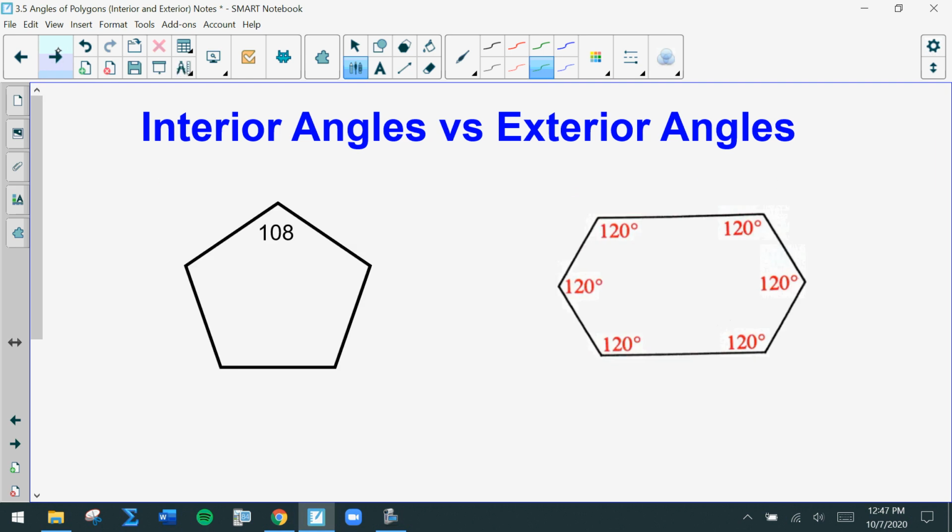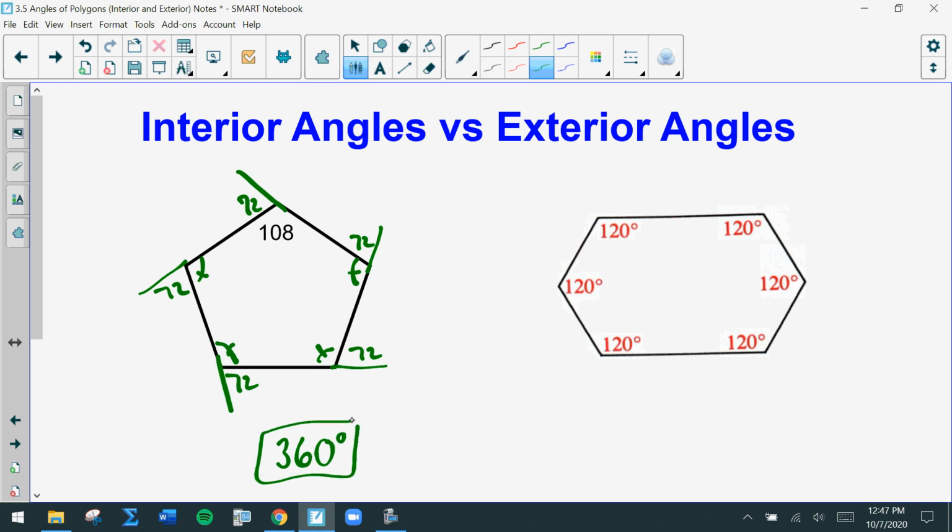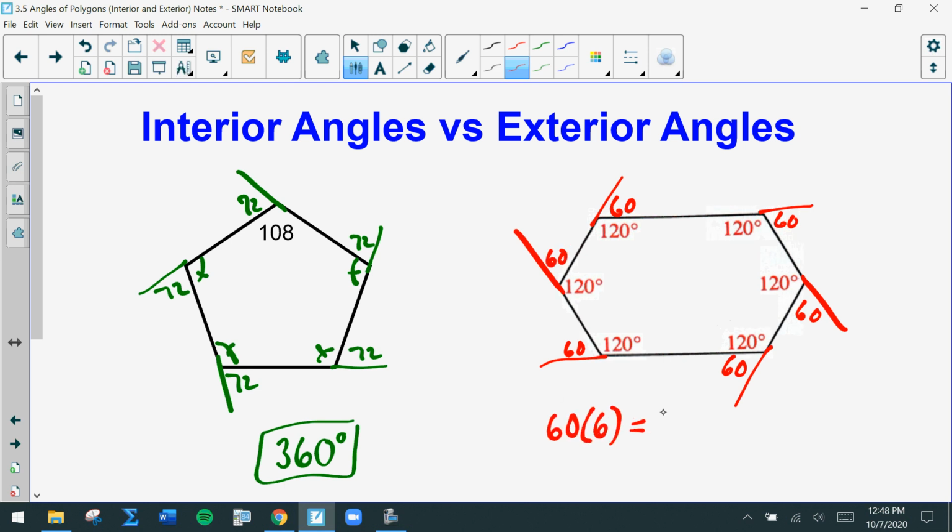Okay, so we can do the same thing for these as well, right? Each angle would be 72 if all of these were the same. So 72 times 5, right? We have 5 exterior angles, so 72 times 5. That also gives us 360 degrees. And notice for this last one, every exterior angle would be 60. And so 60 times 6 is also 360. Okay, we could keep going.